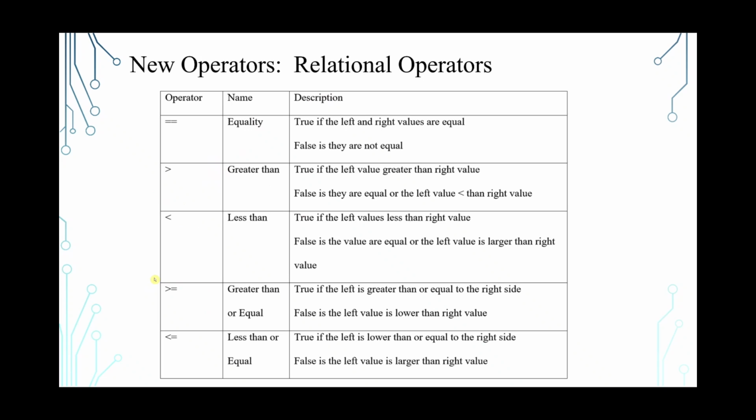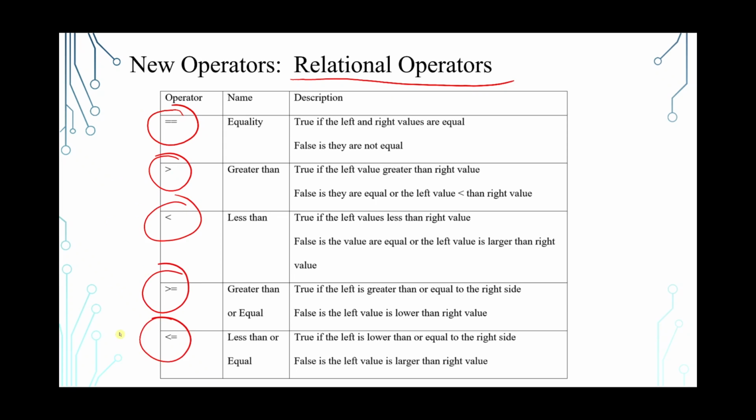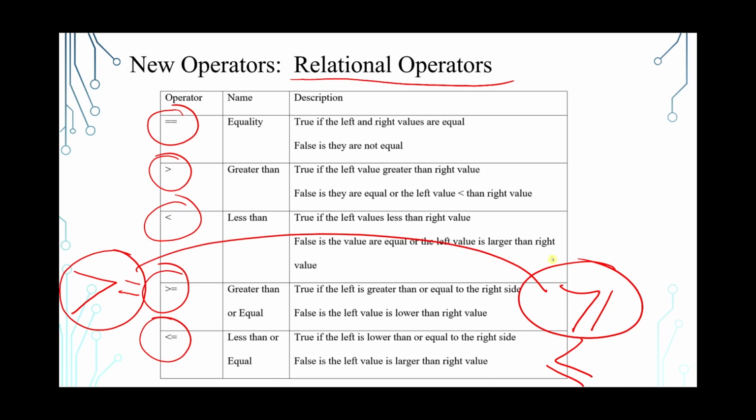So the new operators we have are what's called the relational operators. So we have to check for equality, or greater than, less than, greater than or equal, less than or equal. So what you do in real math, if you have greater than or equal, is this. Less than or equal is this. However, since we don't have these special characters on the keyboard, what you have to do is the angle bracket followed by the equal, which is equivalent to this one.